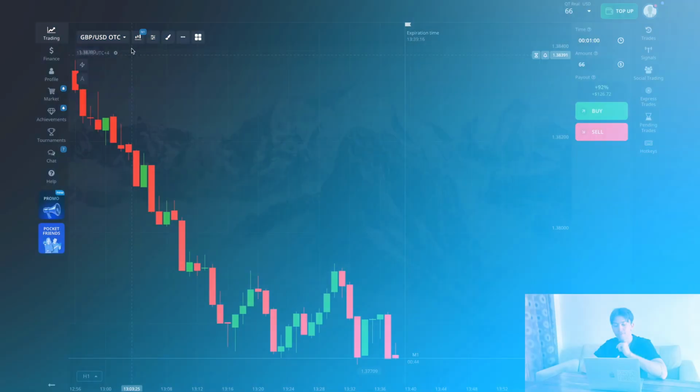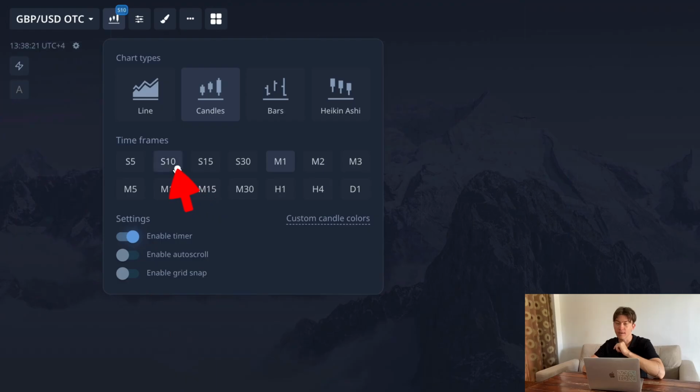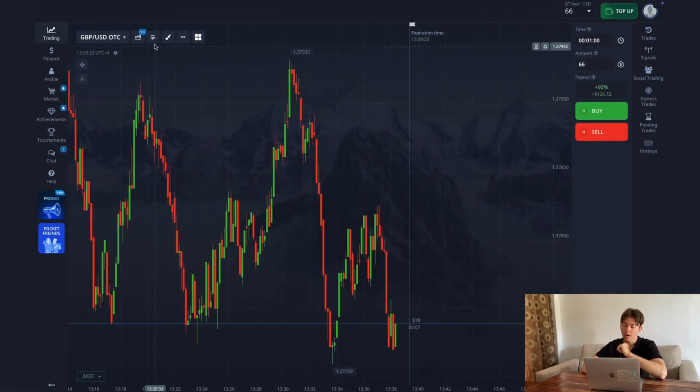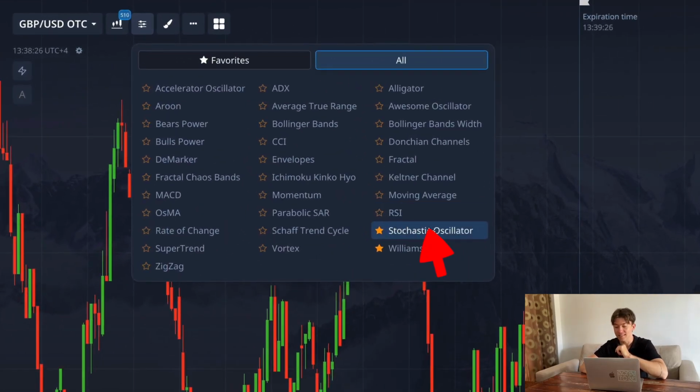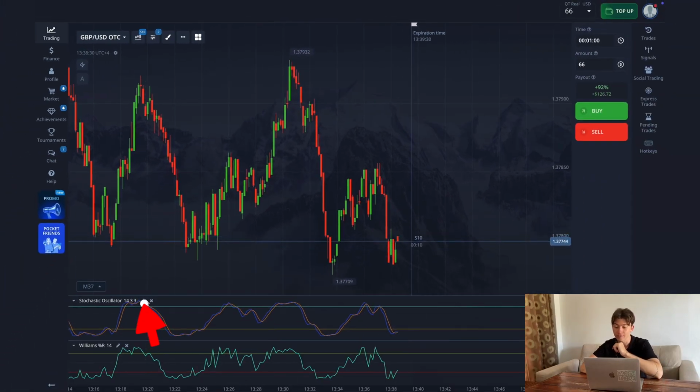Let's get started. First, let's get the tools ready. I'm using classic candles, time frame 10 seconds. Open the indicators tab and add Stochastic Oscillator and Williams. Let's set up the stochastic first.